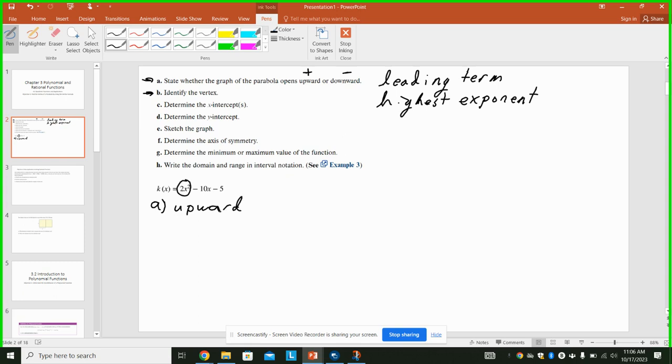Okay. Open upwards. Here we go. Any questions on that one? Pretty straightforward. All right, so we were back at identifying the vertex without doing the completing the square.